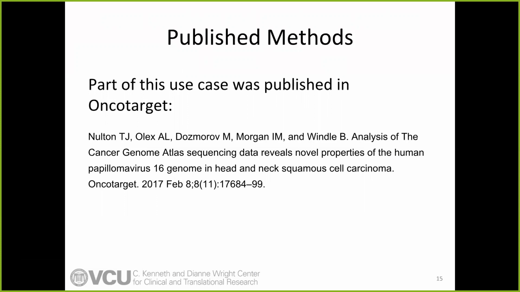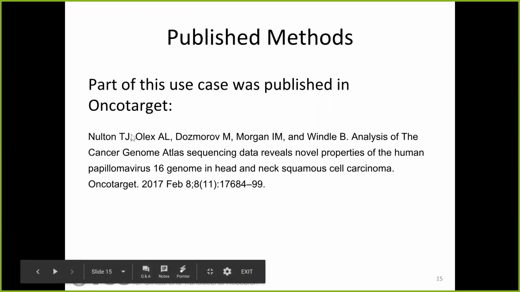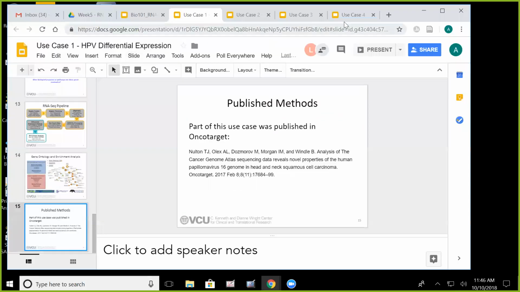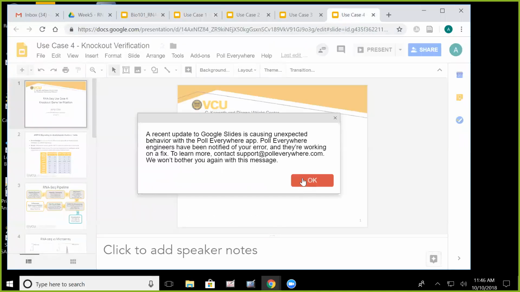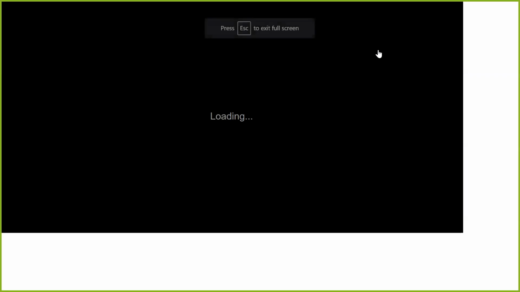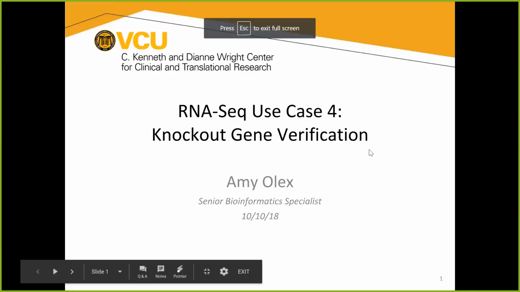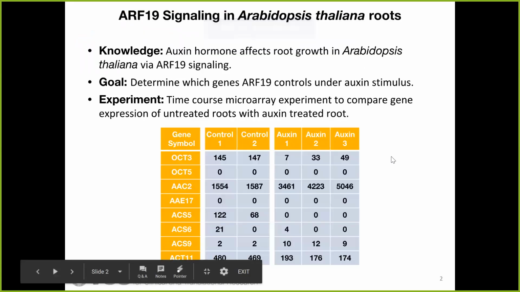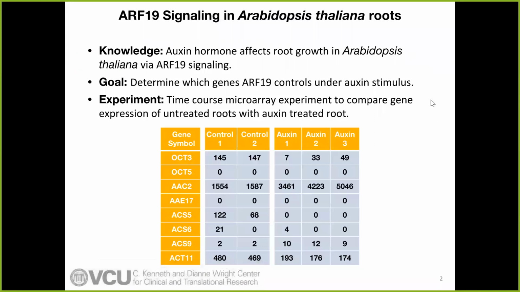All right, so the next most popular use case is: is a knockout experiment effective if there's measured gene expression for a knockout? I like this one. This one was fun. So that's use case 4. This one's a little short, so it shouldn't take too long to go through. But if anybody needs to leave, feel free.